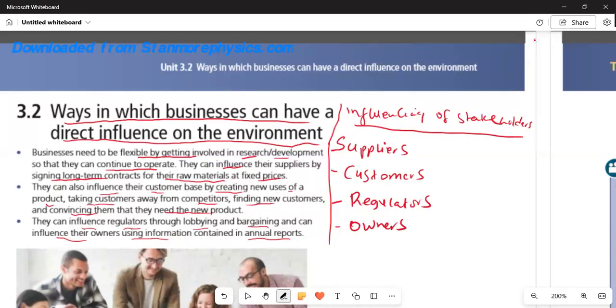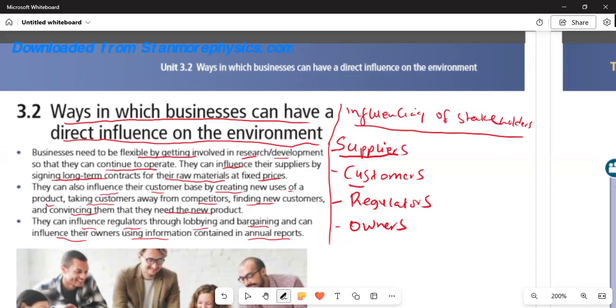Practical examples under these stakeholders. Let's first start with suppliers. An example is a bakery signing a 5-year deal with a wheat farm at a fixed price. Remember, under the influence of stakeholders, suppliers are influenced by signing long-term contracts for raw materials at a fixed price.